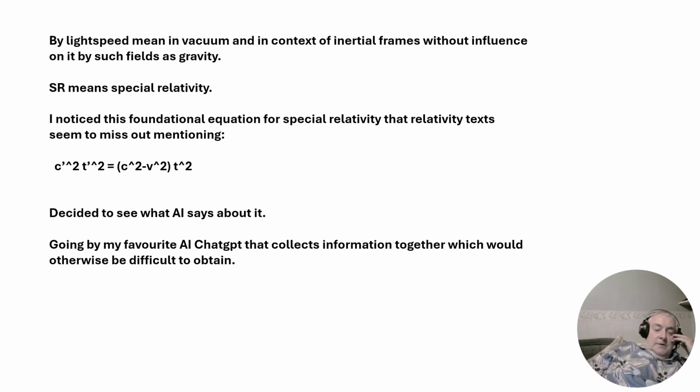So what I've done is I've noticed this foundational equation for special relativity that relativity texts seem to miss out mentioning. So I decided to ask AI, artificial intelligence, about it. Going by my favourite artificial intelligence, ChatGPT, that collects information together which would otherwise be difficult to obtain.